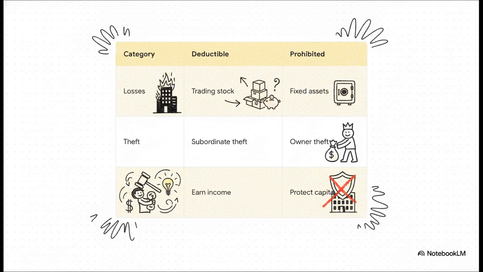Now, what about cash embezzlement? This is fascinating. If the managing director or owner steals cash, it's not deductible. But if a subordinate employee steals it, it actually is deductible. Tax law practically assumes subordinate theft is just a regular inherent risk of doing business, which is a little terrifying if you think about it.